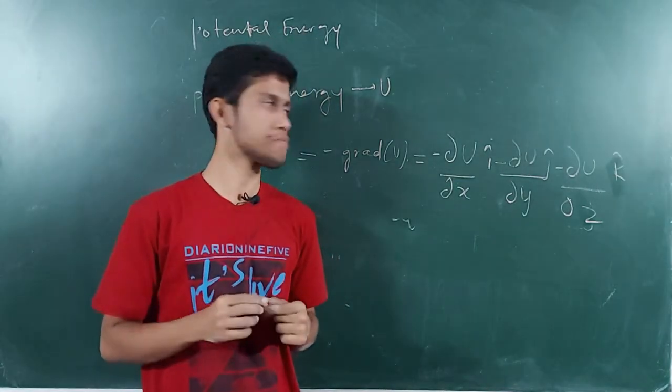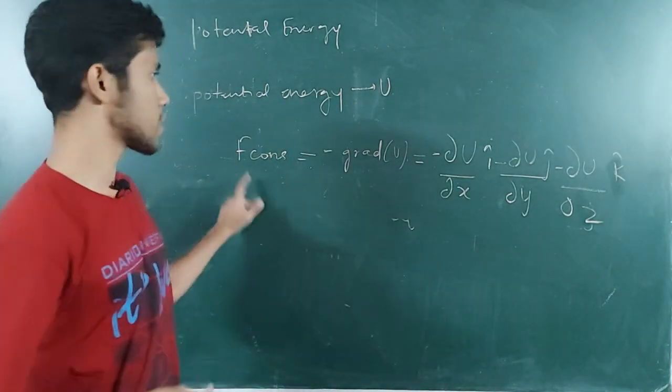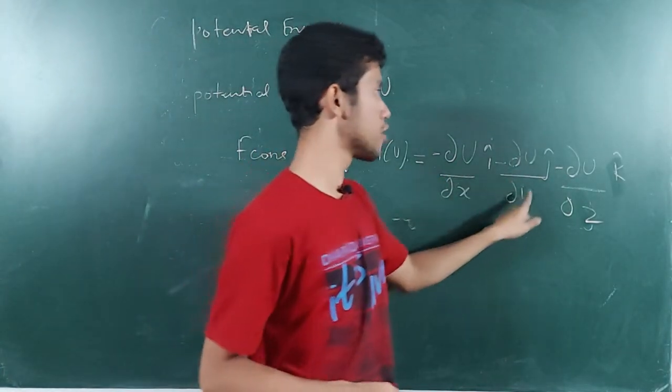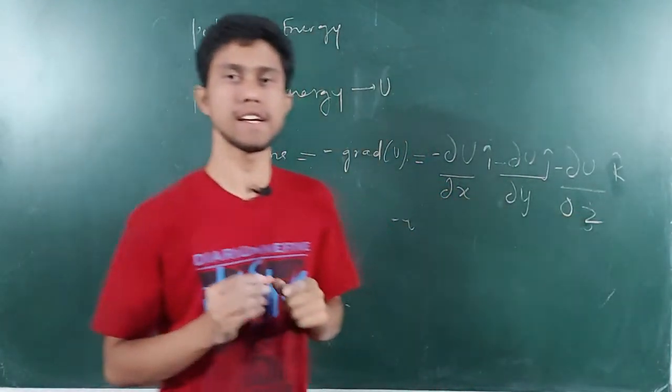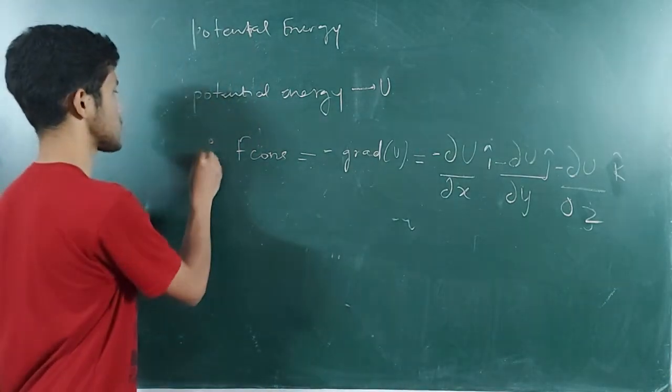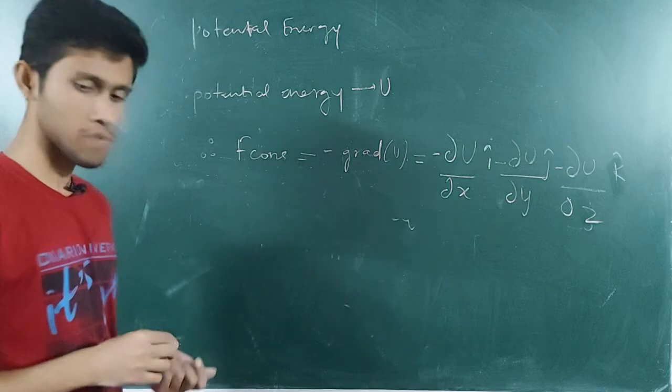and you will know how to solve the problems when there is a partial derivative further. So for now you can understand that the conservative force is minus ∂u/∂x i cap minus ∂u/∂y j cap minus ∂u/∂z k cap. Okay, so this is the most important expression which you have to remember.